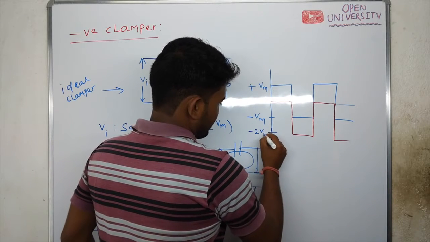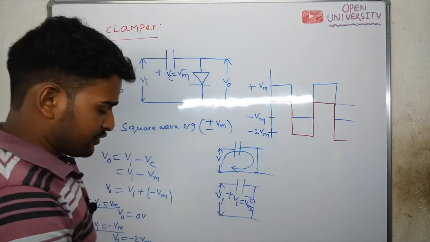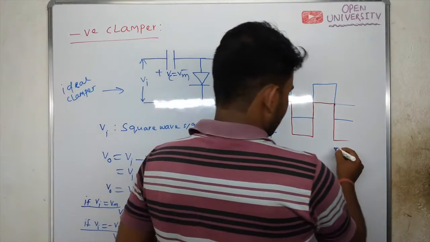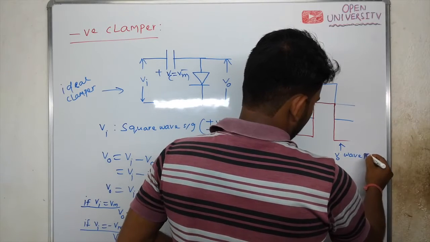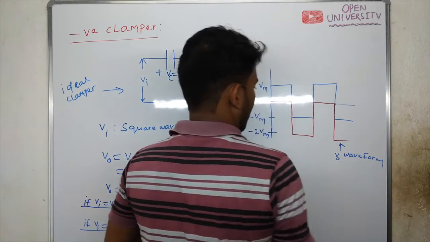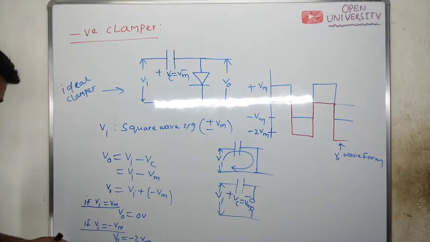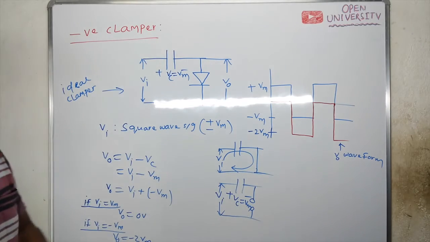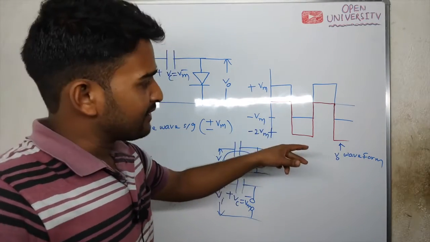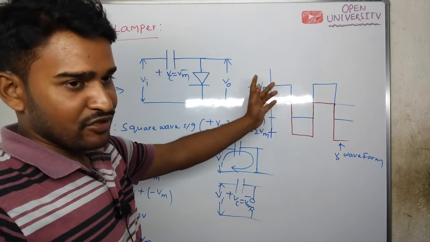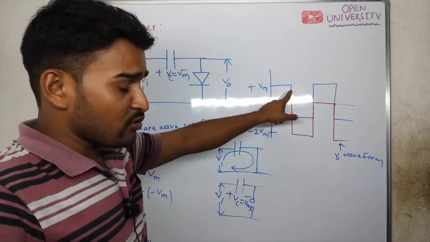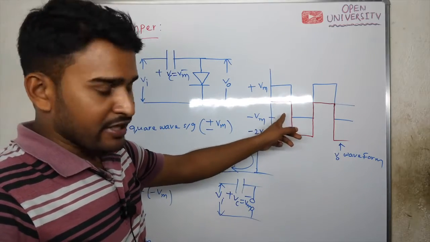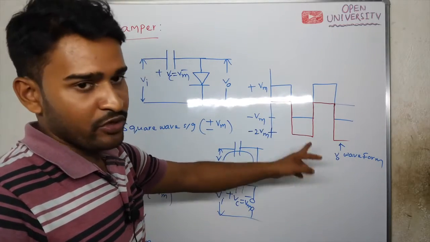This is minus 2 Vm. This red color is your output voltage waveform, V0 waveform. So your output voltage is also a square wave signal. So this means the clamper is not changing the shape of the input signal. The input signal was a square wave signal, so here also the output signal is a square wave signal.